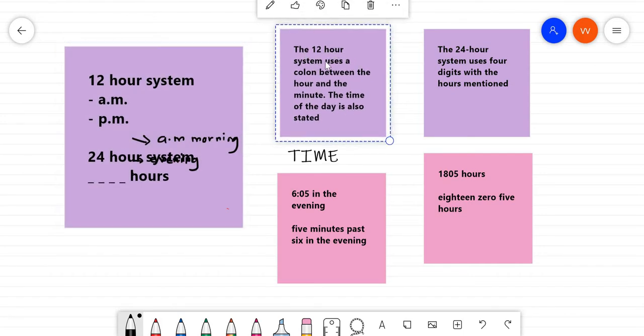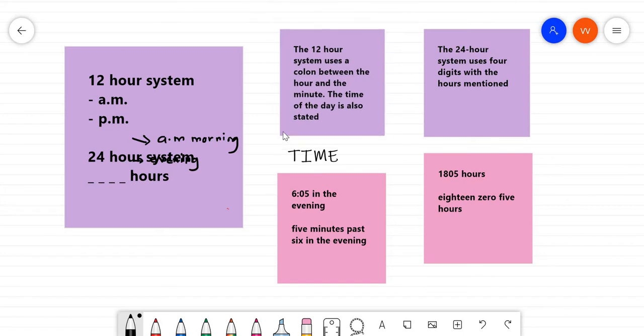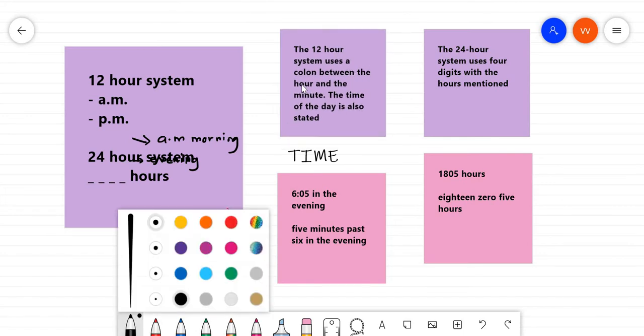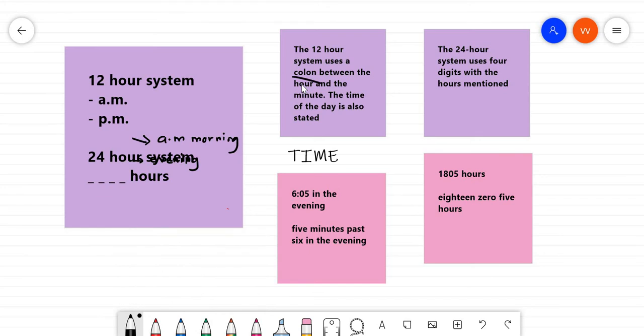The 12-hour system uses a colon between the hour and the minute. The time of the day is also stated. What do you know about the colon symbol? Yes, this is the colon symbol, between the hour and the minute. When you write the time like this, the 6 is the hour and this 5 is the minute. So the colon symbol separates the hour and the minute in the 12-hour system.